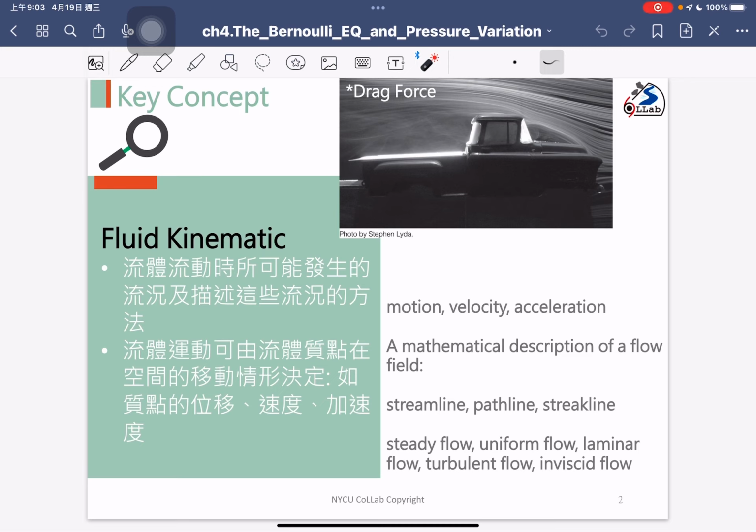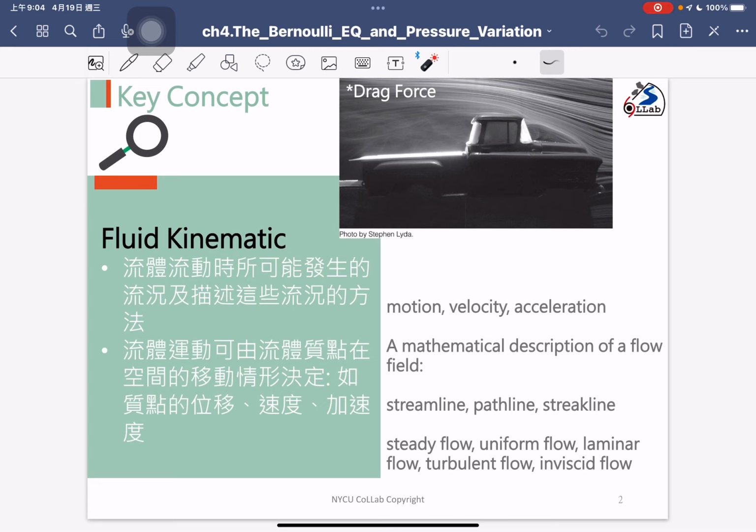As I mentioned, we are focused on the kinematic. So there are kinematic properties such as the motions, velocity, and acceleration that are required to solve the problems. And we need to try to use mathematical descriptions to describe the flow condition and the flow field, and how we can describe the flow conditions. So we will introduce the streamline, path line, and streak line to visualize the flow field.